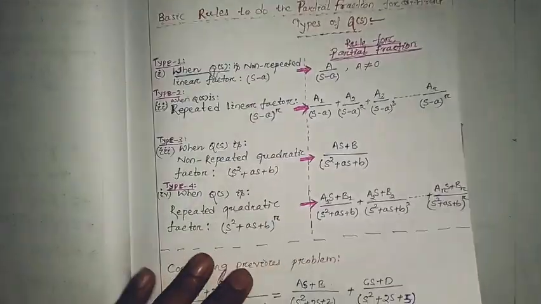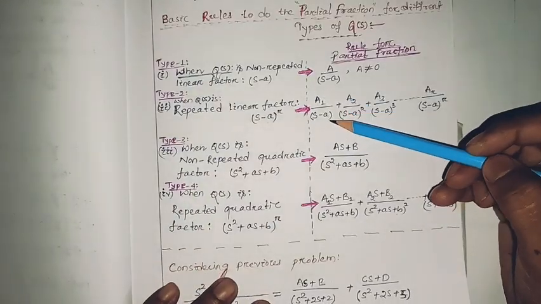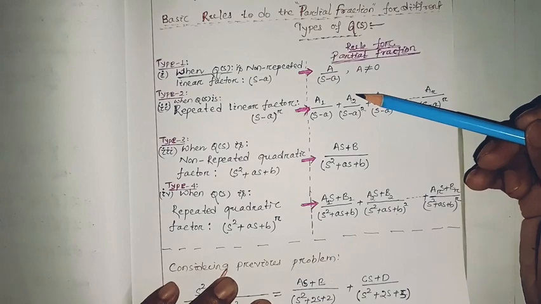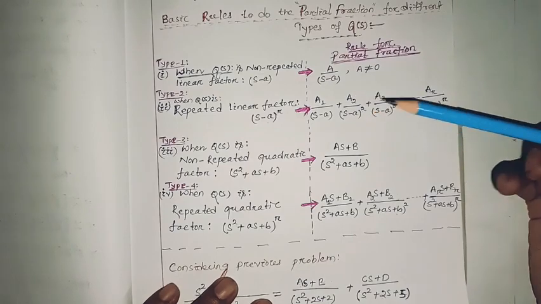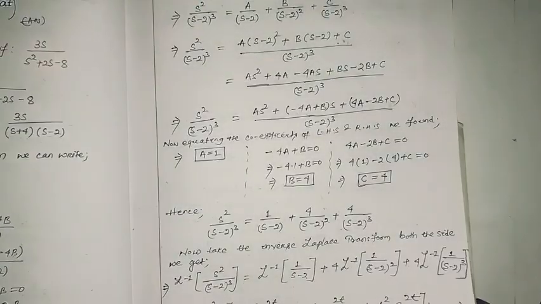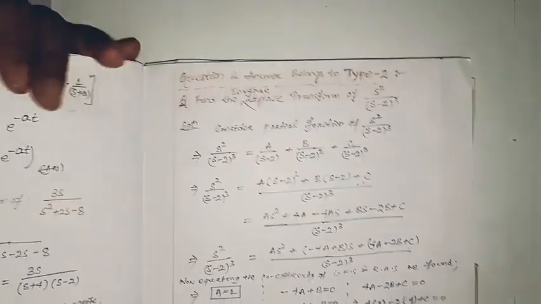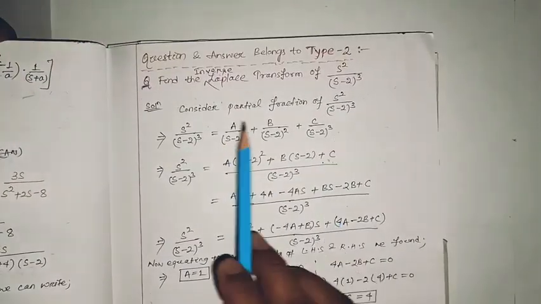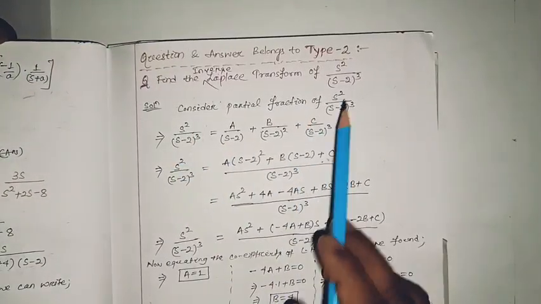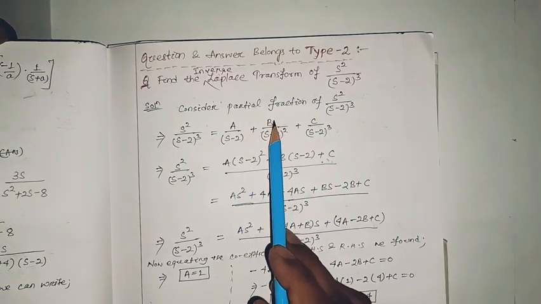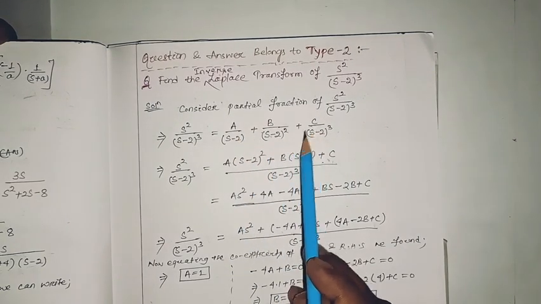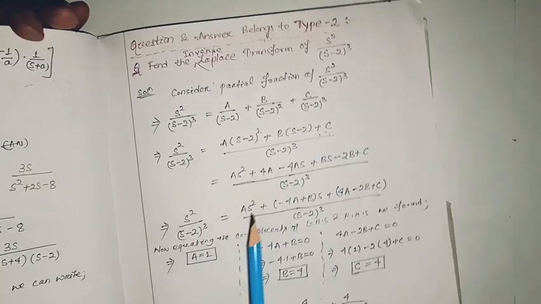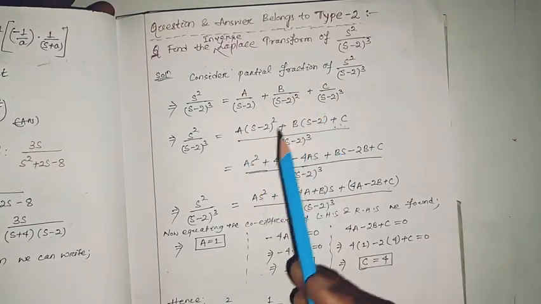How do we have to write it? That is a by s minus a, then another constant, suppose b by s minus a square, then c by s minus a cube. Like this we have to write it first by considering partial fractions of this one: a by s plus 2, plus b by s plus 2 square, plus c by s plus 2 cube. Now we have to just add these three terms.